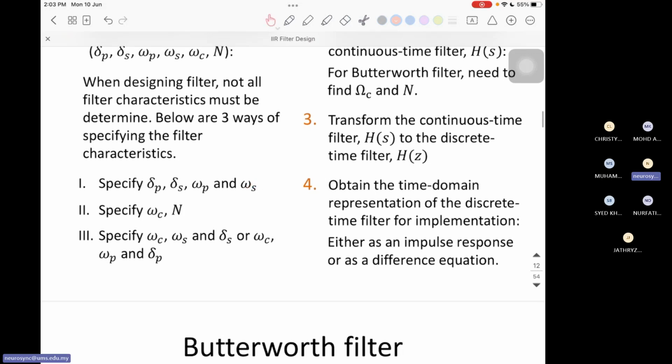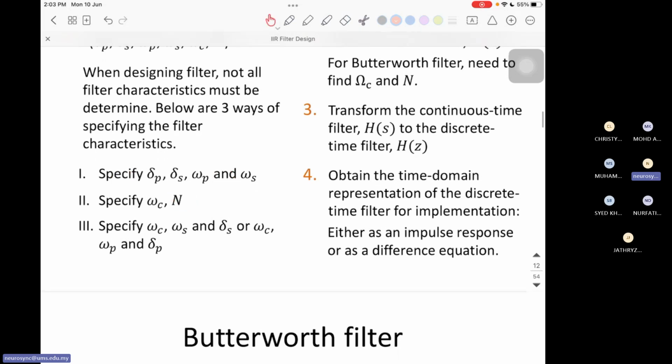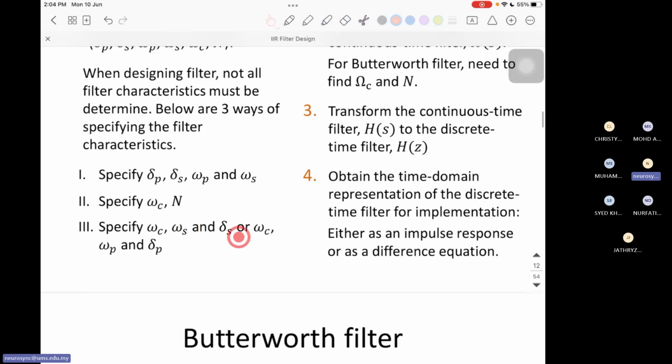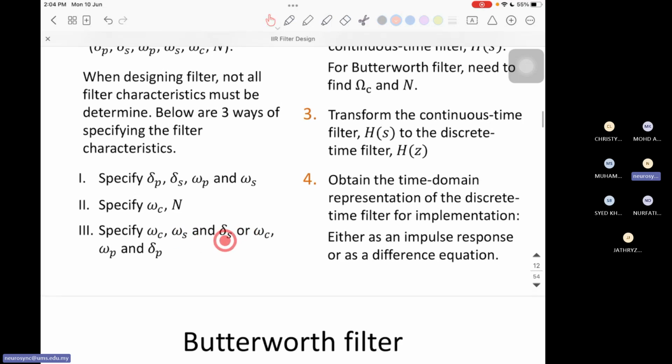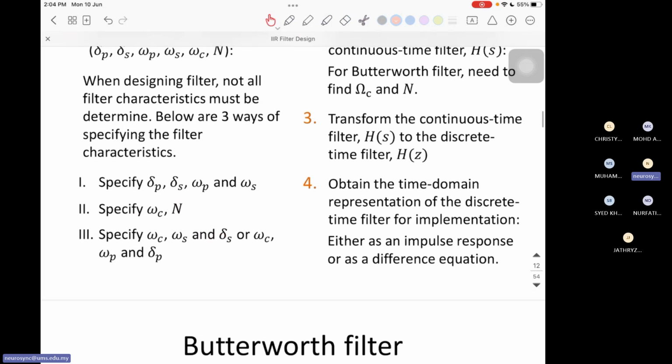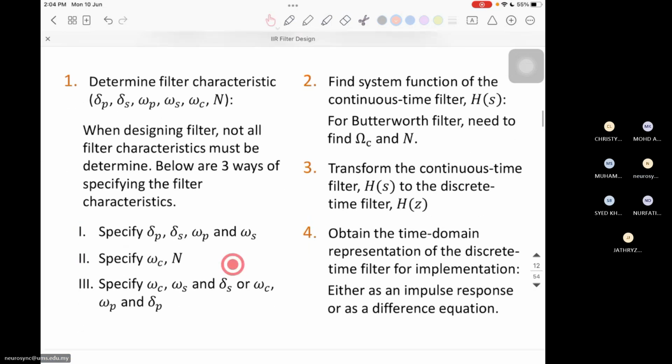Okay, so the characteristics, these three ways we can specify. The second way is that the order of the filter and the cutoff frequency of the filter will be given, or need to be found out. Then the third case is where all things are specified, like the cutoff frequency, stop band frequency, pass band frequency, pass band ripple.